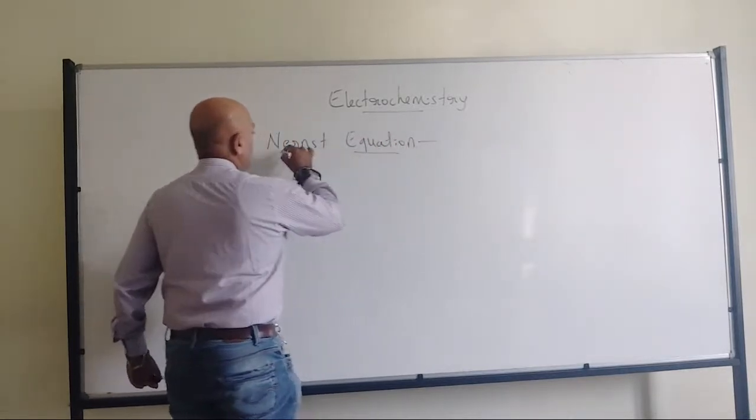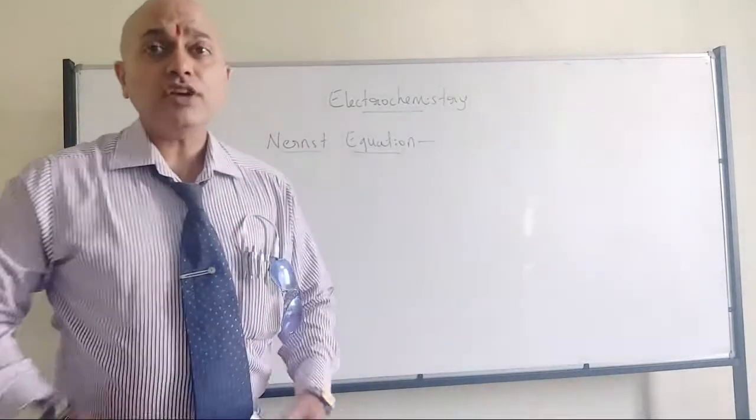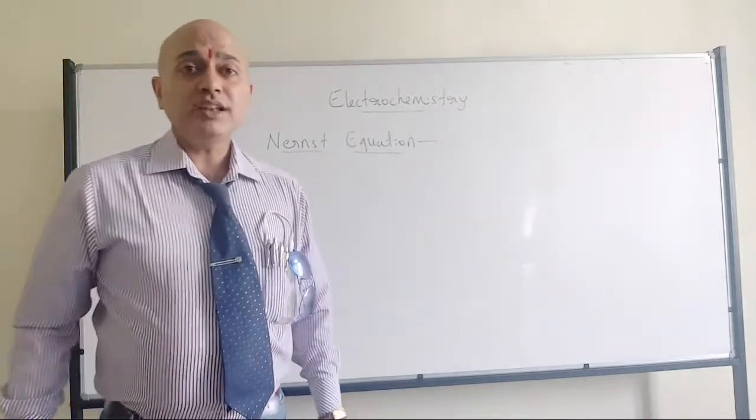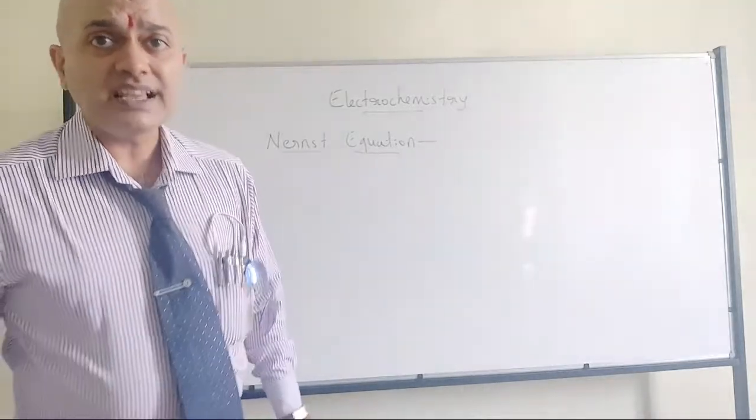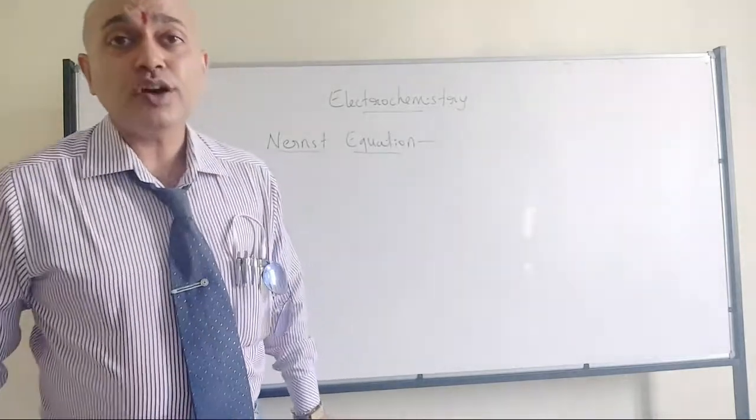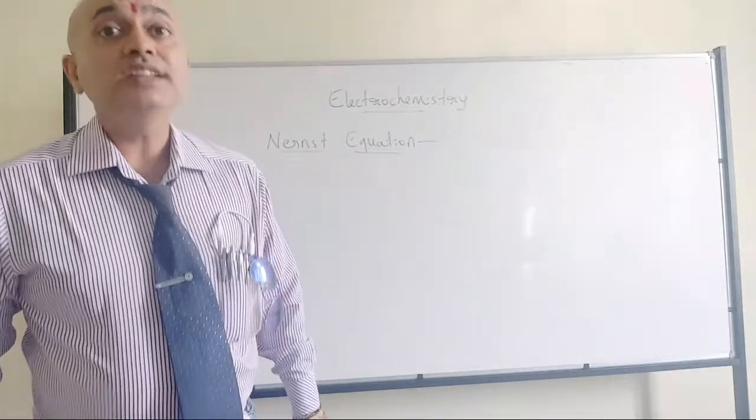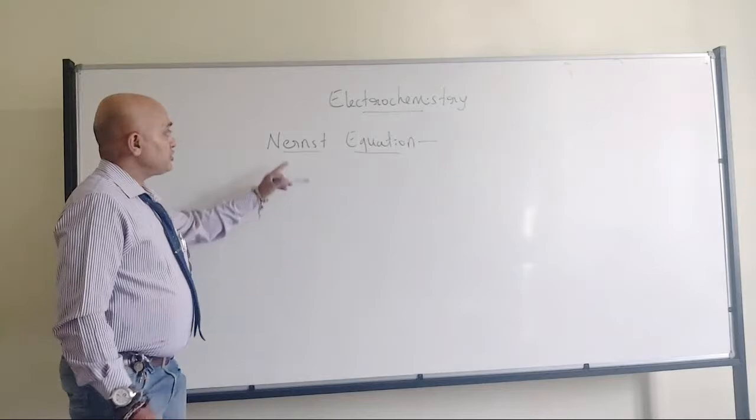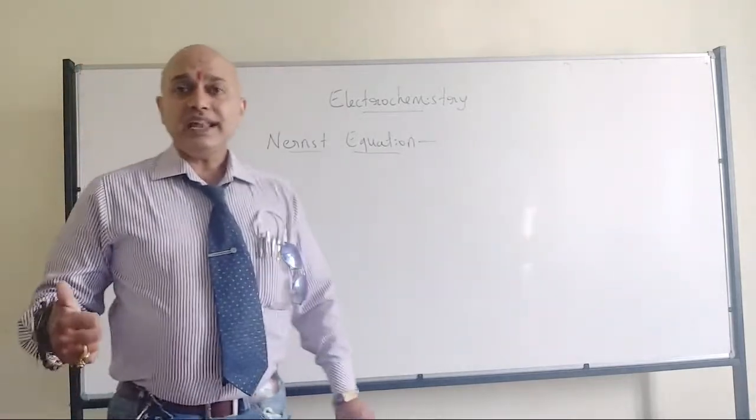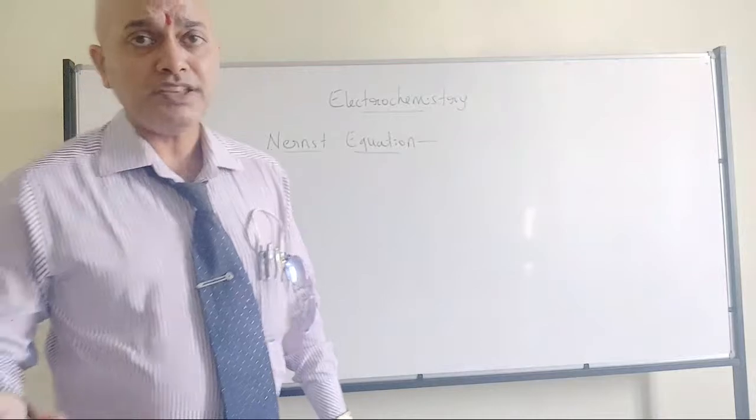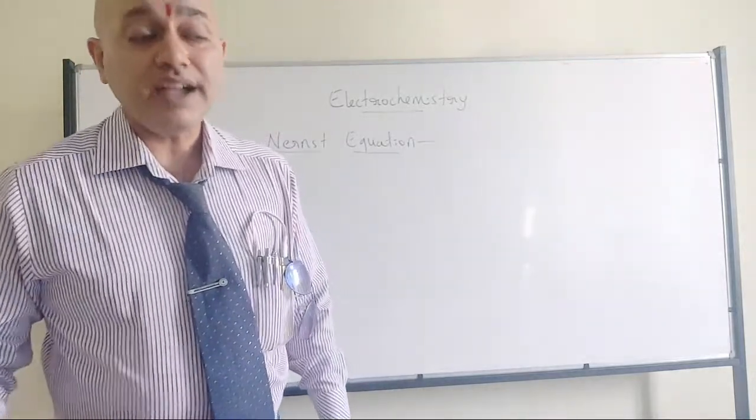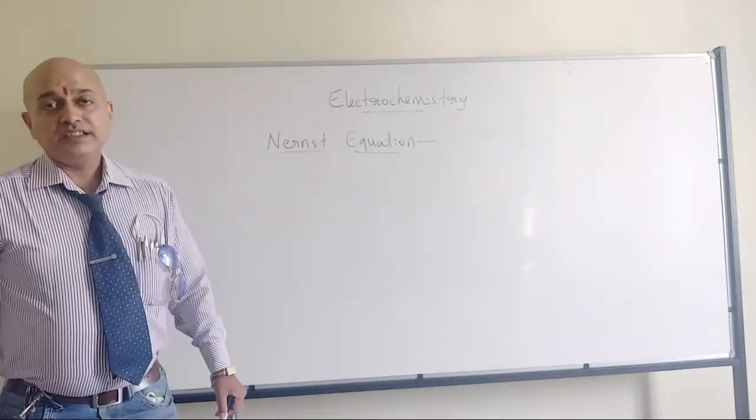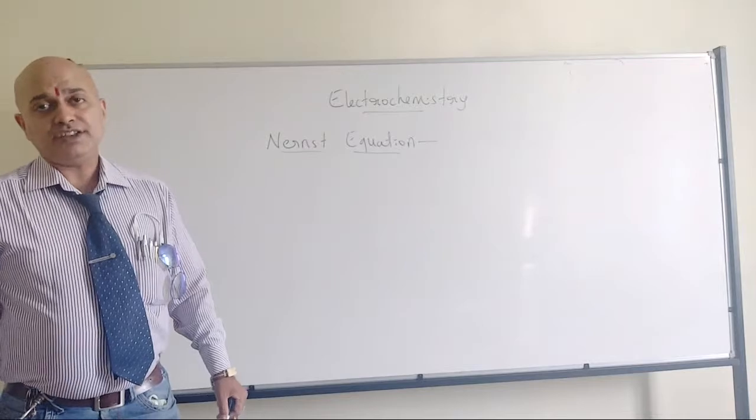Okay. Now, what do you mean by Nernst equation? What it talks about? It talks about the relation between cell potential, standard cell potential, and the concentration of the metal ions involved in the process. So what does the Nernst equation talk about? The Nernst equation talks about cell potential and its relation with respect to standard cell potential and the concentration of ions present or utilized in that particular condition. So that's where we have the Nernst equation.